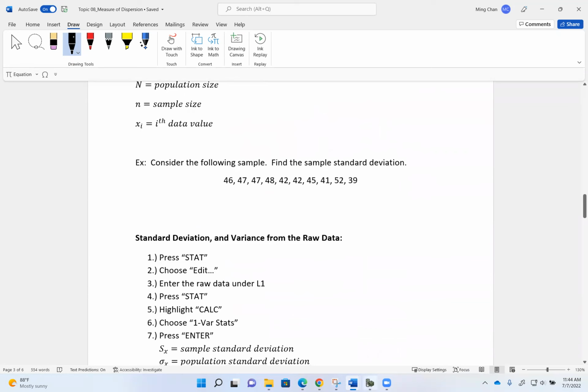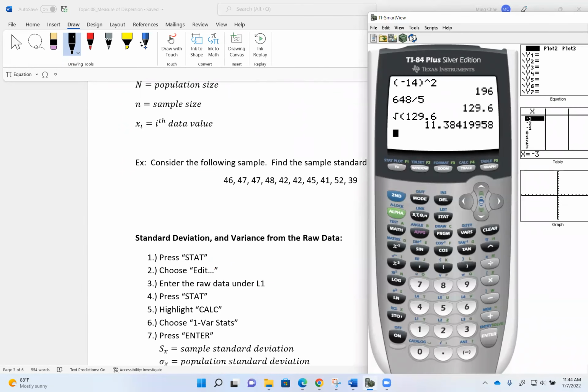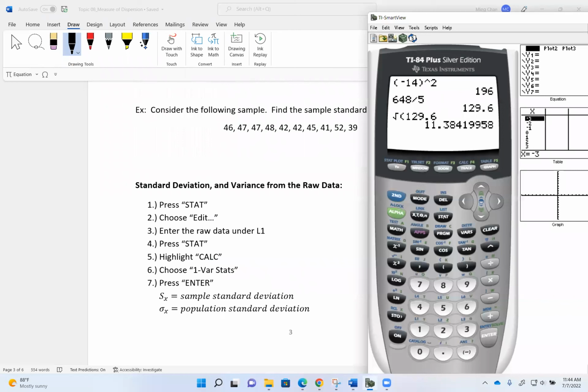So let's put this in the calculator. If you follow the steps, go to stats, choose number 1, Edit. Here are the numbers that I got last time. Make sure we have 10 numbers. The last one is 39, 52. Make sure all these numbers are still the same: 45, 42, 48, 47, 47, 46. These numbers came from our previous example from another topic.